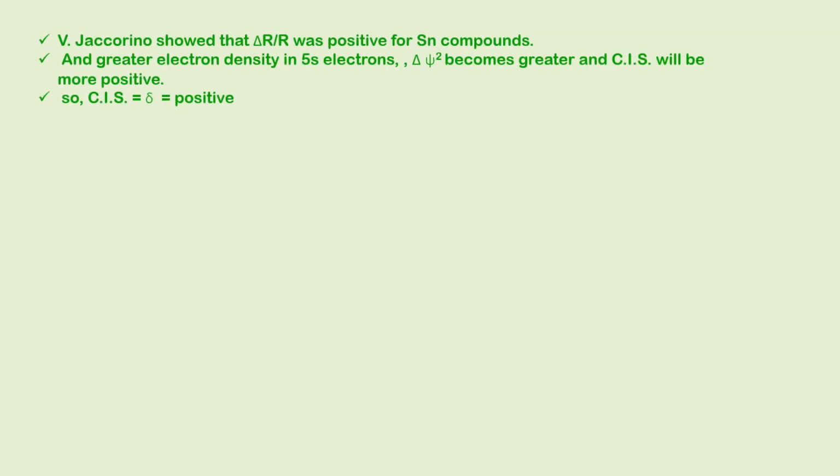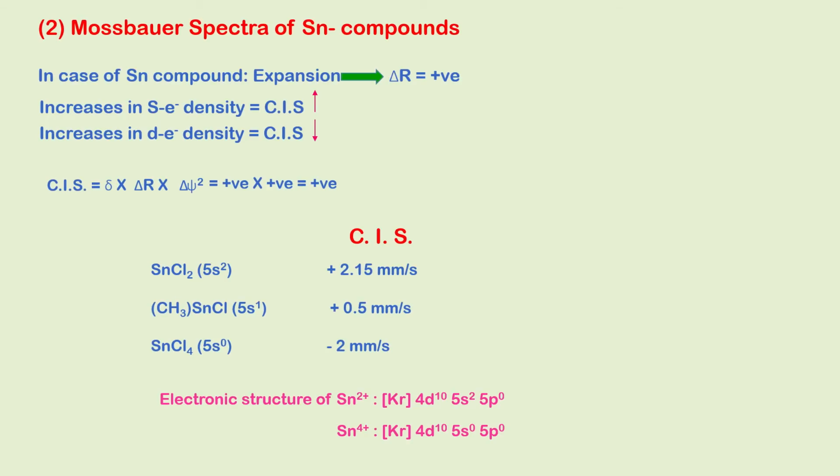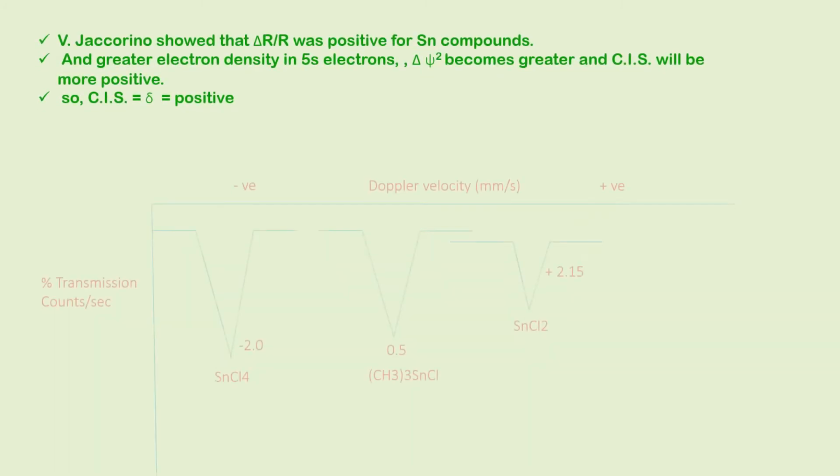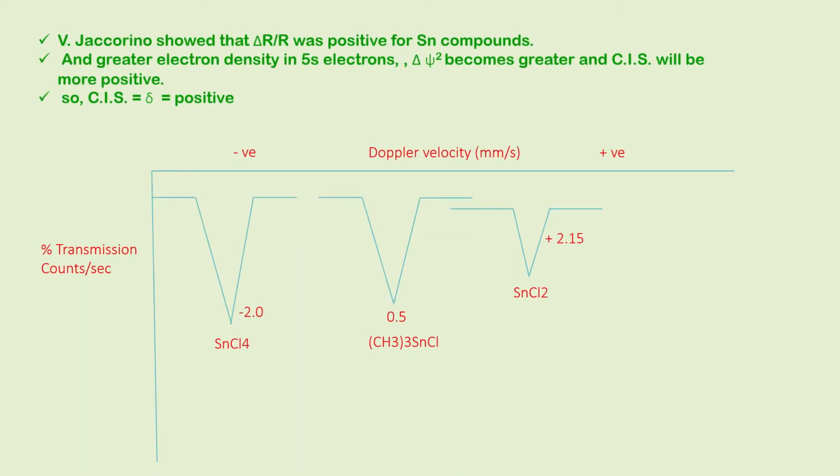Here delta R by R is positive for tin compounds, that we know, and there is greater electron density in the 5s orbital. So delta psi square becomes greater and CIS will be more positive. So CIS is positive for SnCl2. This is the diagram of percentage transmission versus Doppler velocity. Here the value for SnCl2 is positive and the value for SnCl4 is negative.